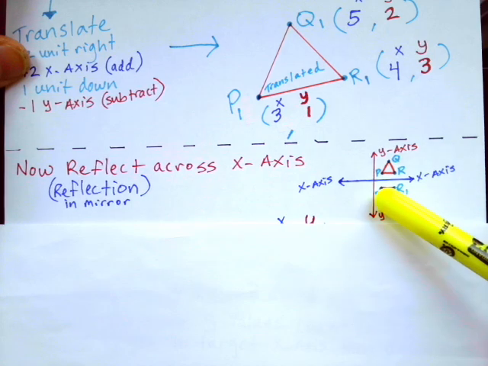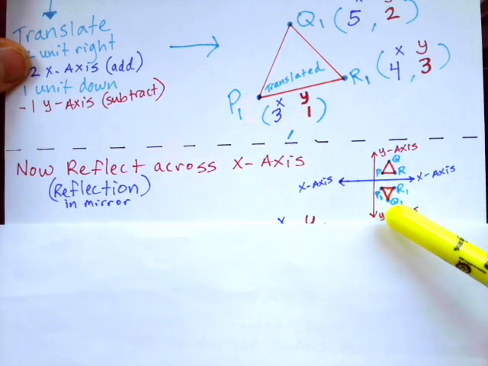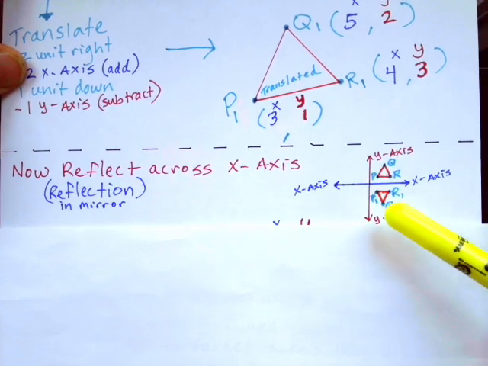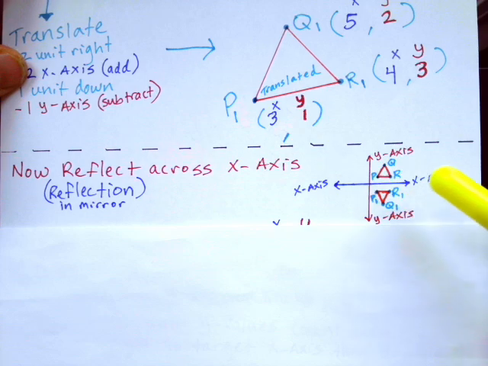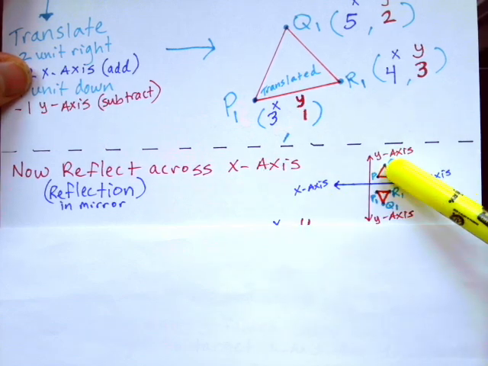And actually, this is X, Y, and Z. The answer is not R prime, Q prime, and P prime. I just spotted my own mistake. This is X, Y, and Z to the answers. It's not drawn to scale. So this is just an example of reflection.